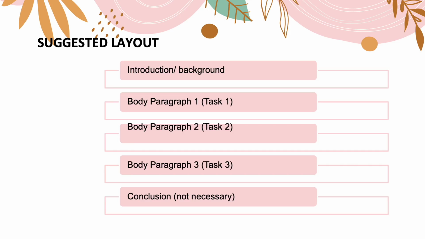Before you start writing, here is a suggestion on how you can organize your essay. First, you need an introduction. The second paragraph will be for task 1 or bullet number 1. Third paragraph, bullet number 2 for task 2. And for paragraph number 4, for bullet number 3 or task 3. And if you have time, you can write a short conclusion.